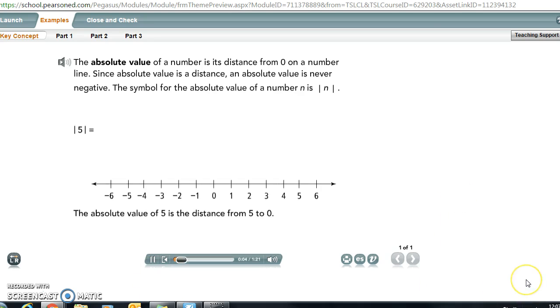The absolute value of 5 is the distance from 5 to 0. Starting at 0, count. 1 unit, 2 units, 3 units, 4 units, 5 units. 5 is 5 units from 0. The absolute value of 5 is 5.